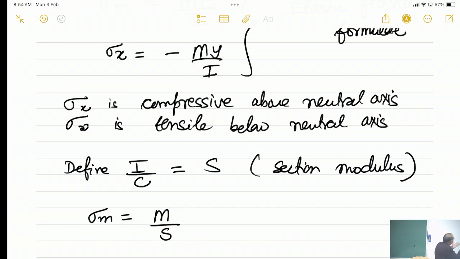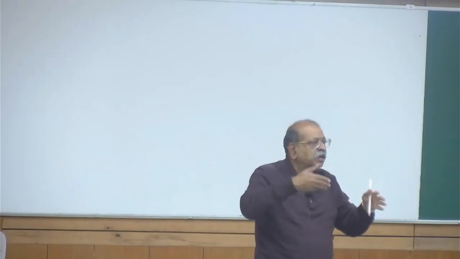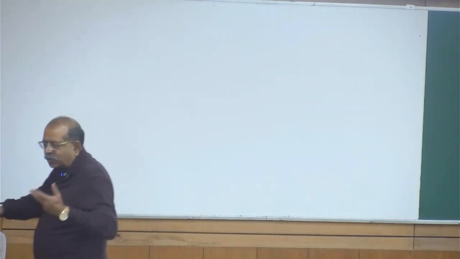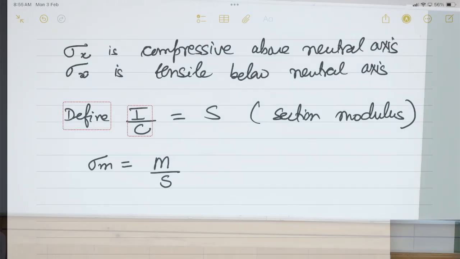So, the higher the S, the lesser will be the sigma, isn't it? It's obvious, sigma m is good. So, what would you like? If there are two cross sections, which will be the stronger cross section? A cross section where S is bigger, because that means in that cross section, the maximum stress for the given loading will be low. So, that's why we write it in terms of S, the section modulus.